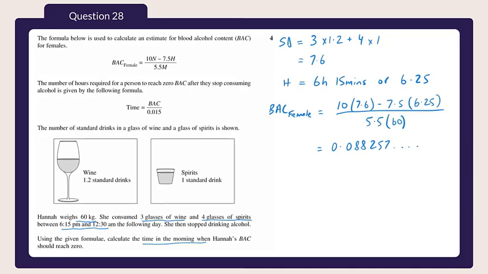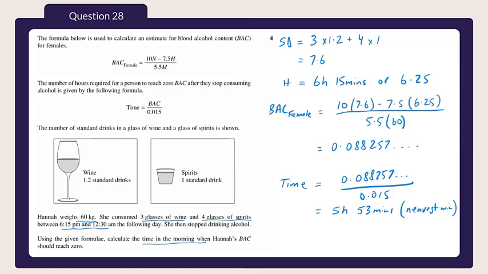Now, I'm going to use that number to help me identify the time. So with the time, what I'm going to do is use that number that I've got in my calculator and divide it by that 0.015. And if I do that, it's going to work out to be 5 hours, 53 minutes. Now that's to the nearest minute.